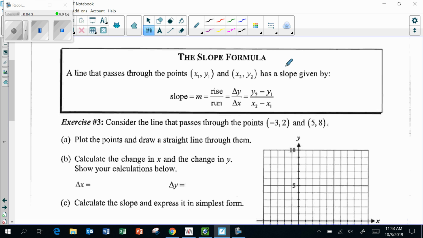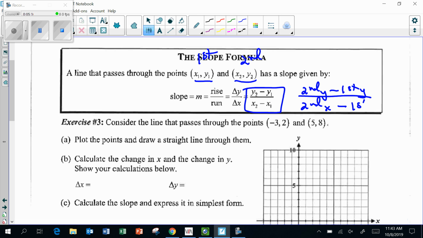The formula is related to a line passing through the points (x sub 1, y sub 1) and (x sub 2, y sub 2). Here's what this basically means: the 1s represent the first coordinate, the 2s represent the second coordinate. So here's all the things that we refer to as slope. The slope is m, rise over run, delta y over delta x. Here is a formula. And what this basically means is you take the second y minus the first y, over the second x minus the first x.